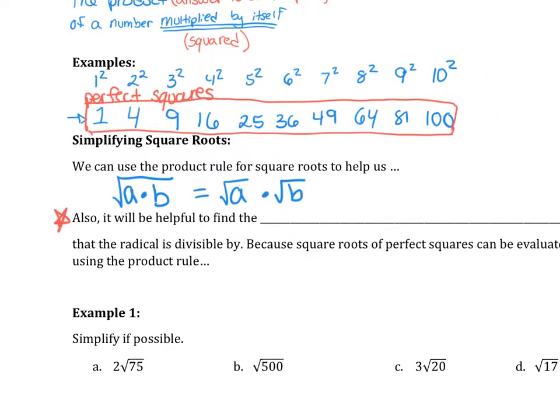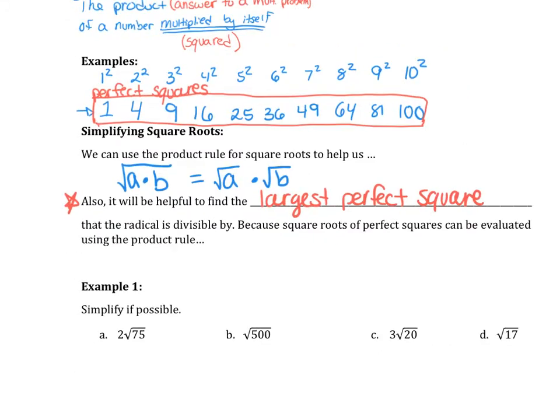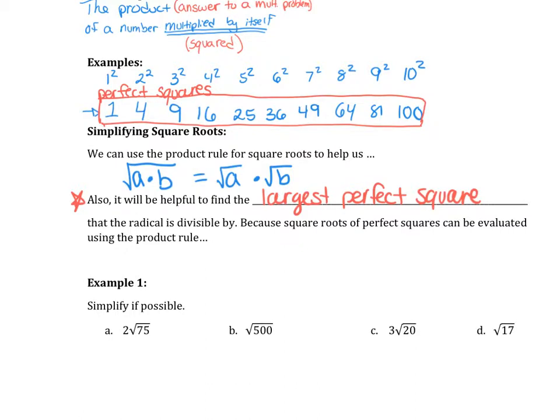Right below that, it says it will also be helpful to find, and this is where we're going to use our perfect squares, the perfect square, or the largest perfect square, that the radical, or that number under the square root, is divisible by. Because the square roots of the perfect squares are the ones that can be evaluated, that can be a nice normal number and not an ugly decimal, which will help us in simplifying.